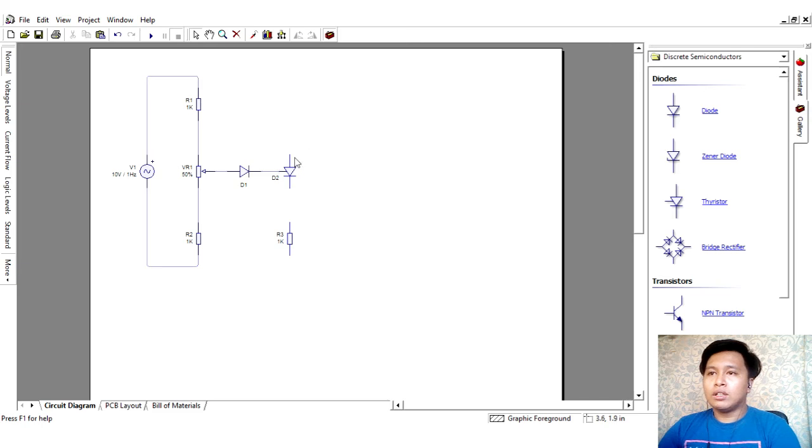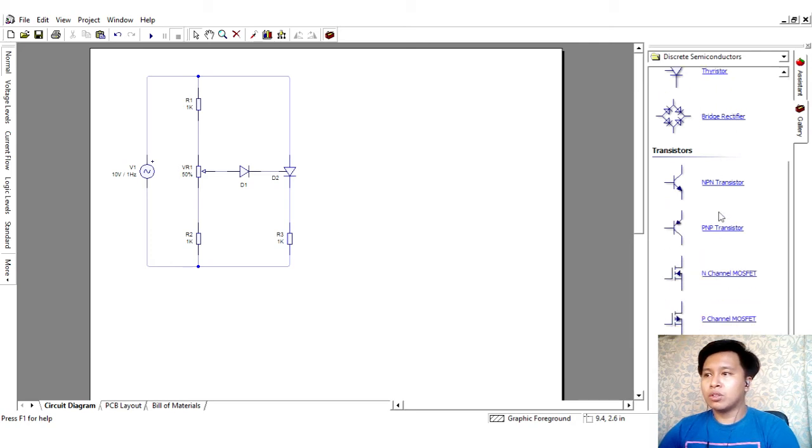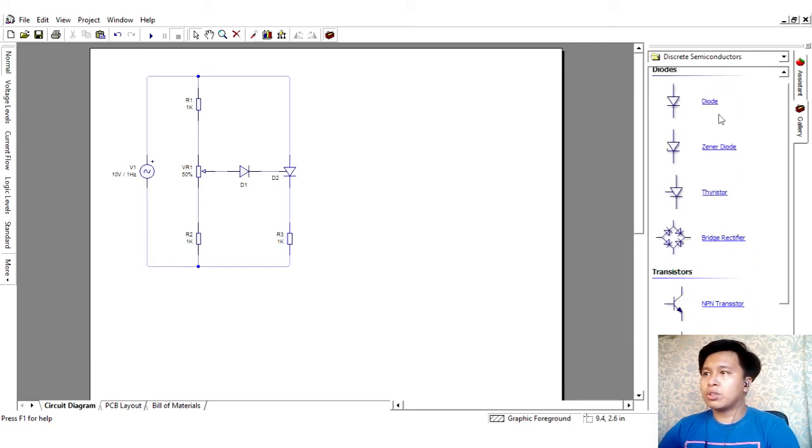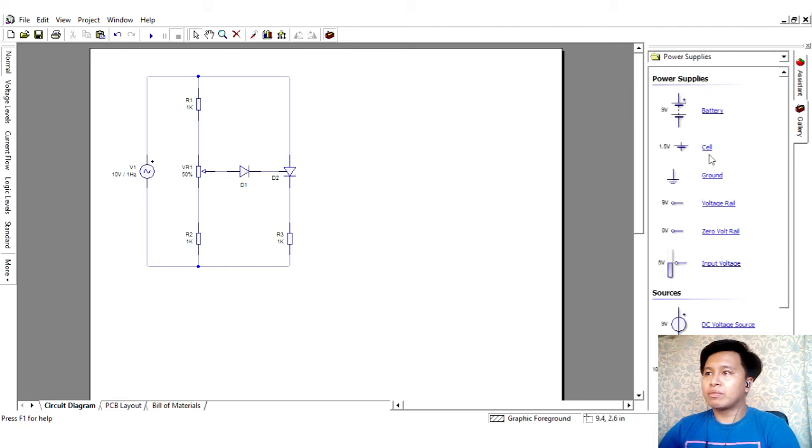Then the anode will connect to R1, and its cathode will connect to the load resistor, and the load resistor will connect to R2. We almost forgot to put a ground.